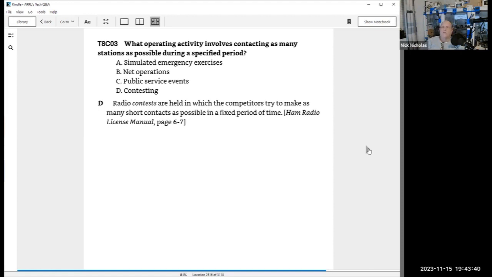What operating activity involves contacting as many stations as possible during a specific period? That means during some interval of time. Well, the answer to that is contesting. That is what contesting is about. If it's a 24-hour contest, everybody participating for the most part is trying to make as many contacts in that 24 hours as possible.